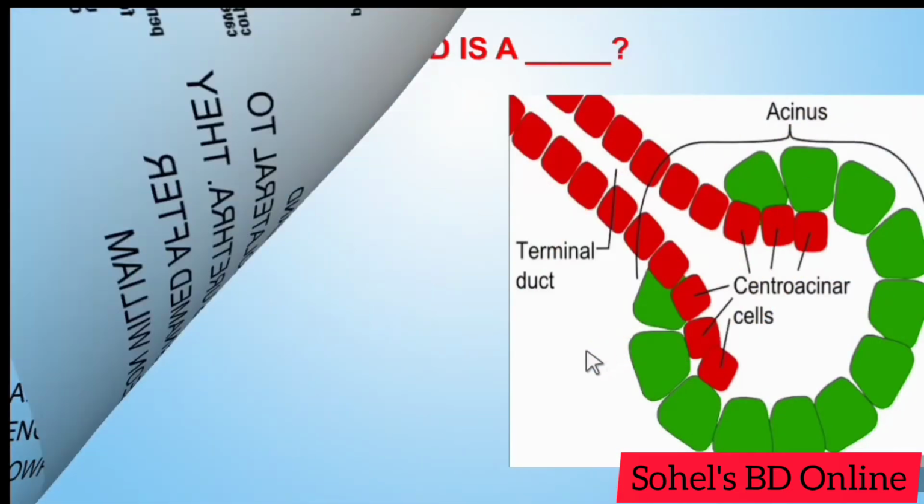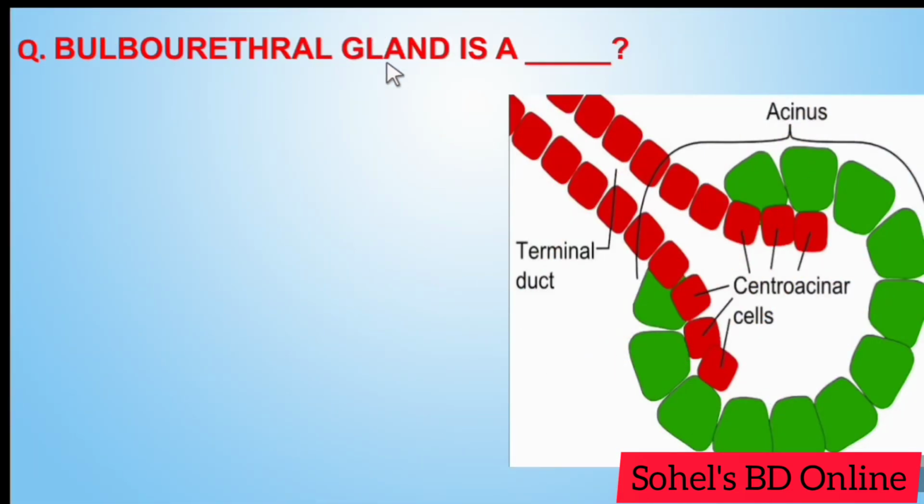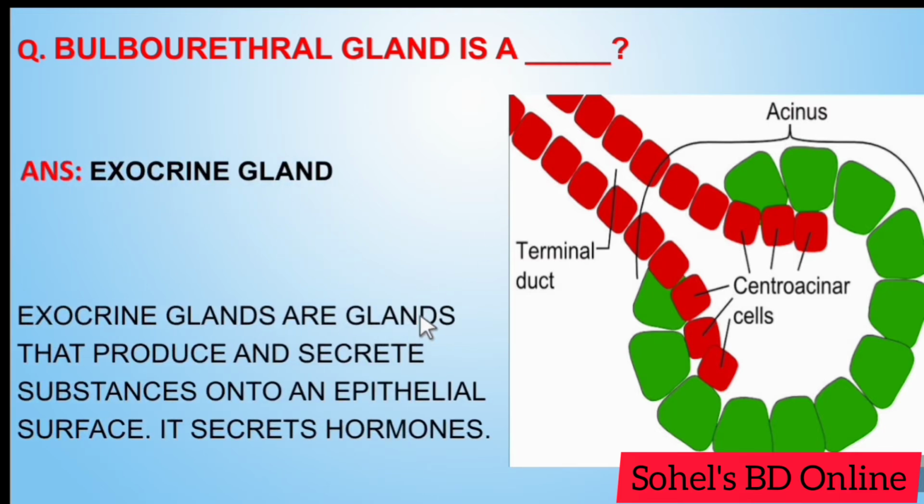Next, bulbourethral gland is a dash. Answer: exocrine gland. Exocrine glands are glands that produce and secrete substances onto an epithelial surface. It secretes hormones.